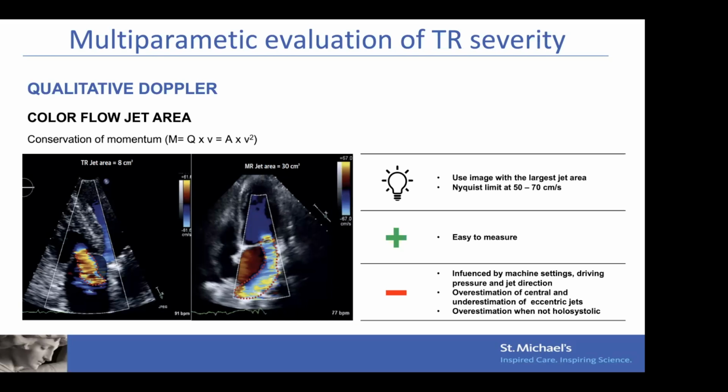This is particularly the case for central jets because they are obviously less constrained, so there is an overestimation of central and an underestimation of eccentric jets when using jet area as your main determinant of TR severity. It also leads to overestimation if the jet is not holosystolic, as the guidelines recommend to use the frame with the greatest area as a reference point.